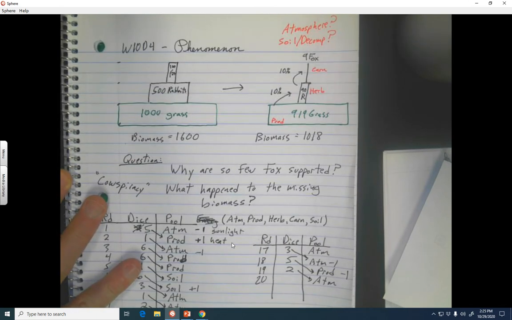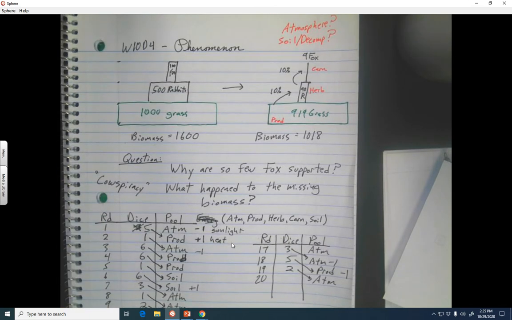That top section is important. That's our phenomenon. And then we're going to try to tackle that question, why are so few fox supported? Hopefully that game helps us with a little bit better understanding of that. And then we'll move into what's going on in these pools more so even tomorrow.